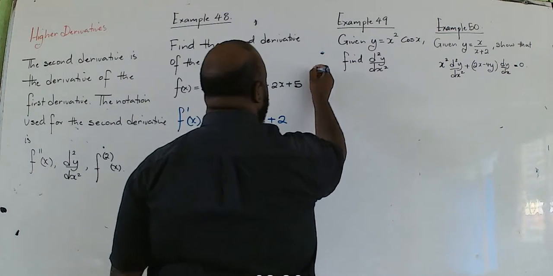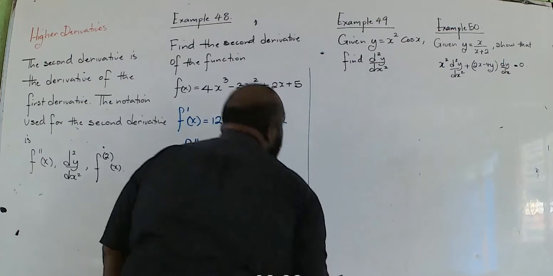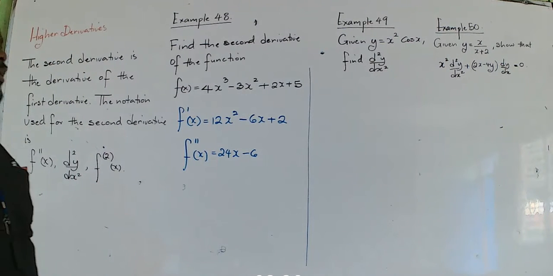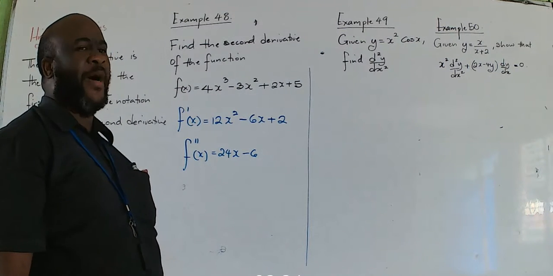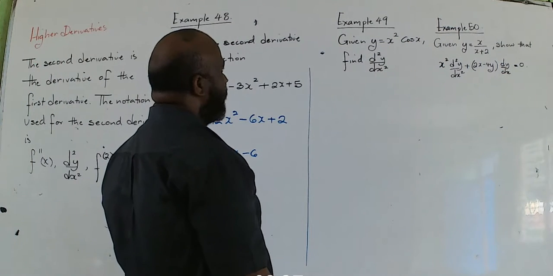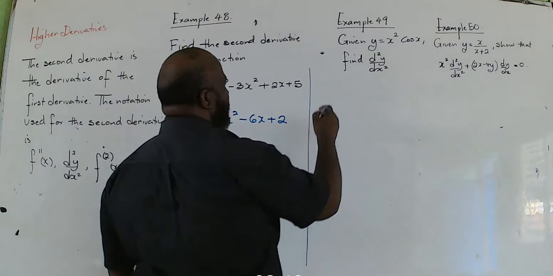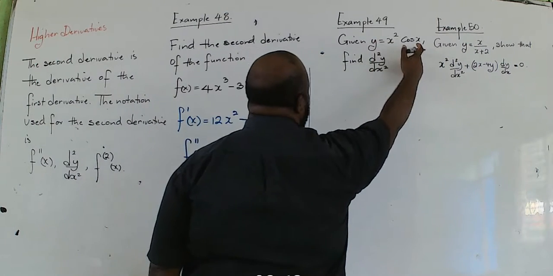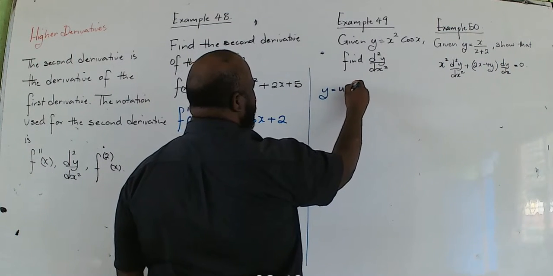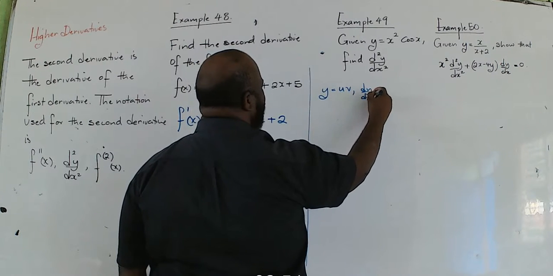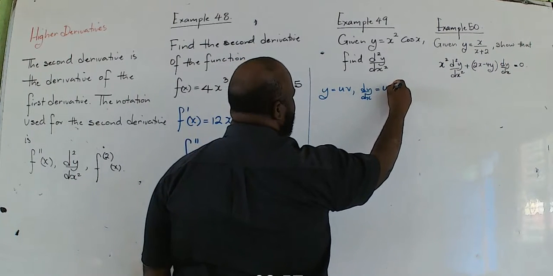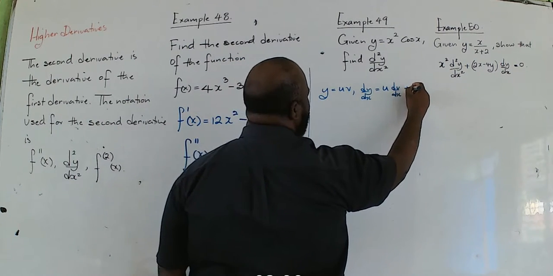Example 49. In example 49, we're told, given y is equal to x squared cos x, we're to find d2y by dx squared, which is the second derivative. So, what am I going to do? Let's write it out. y, first of all, this is a product. So we're going to use the product rule, which says that if y is equal to uv, dy by dx, the first derivative, would be: leave the first, differentiate the second, plus differentiate the first, leave the second.